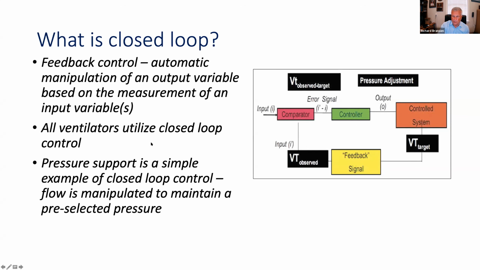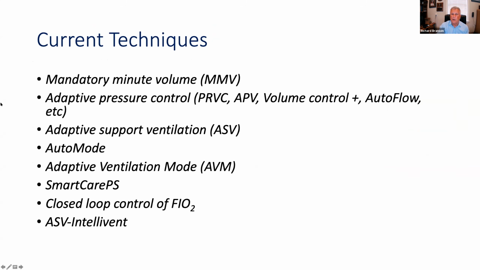But all ventilators use closed loop control. Any type of pressure ventilation is using the pressure signal as a feedback to decelerate the flow. So it's not like closed loop has not been with us for the last 30 years. Pressure support would be the simplest example of that. So what can we use?